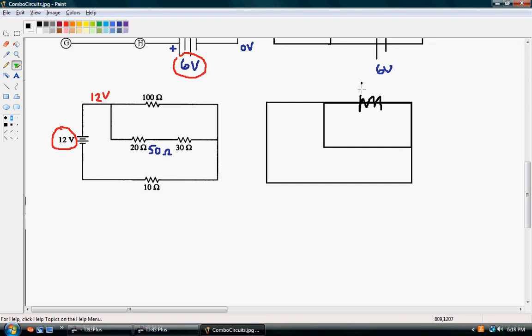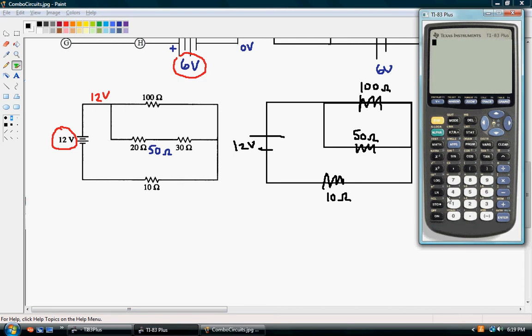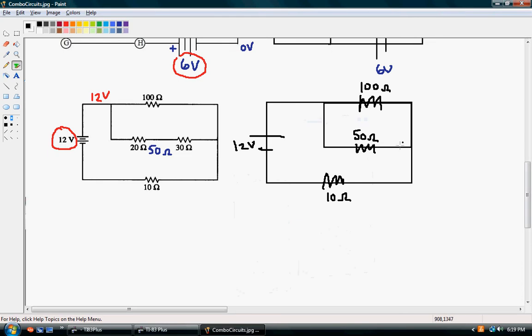And this is still 100 ohms. This is now an equivalent resistance of 50. And this is still 10. And then we've got our battery, which is 12 volts. Okay, notice that the 100 ohms and the 50 ohms are in parallel with each other. So we can go ahead and use the 1 over 100 plus 1 over 50. Close our parentheses. We have a total resistance of 33.33.